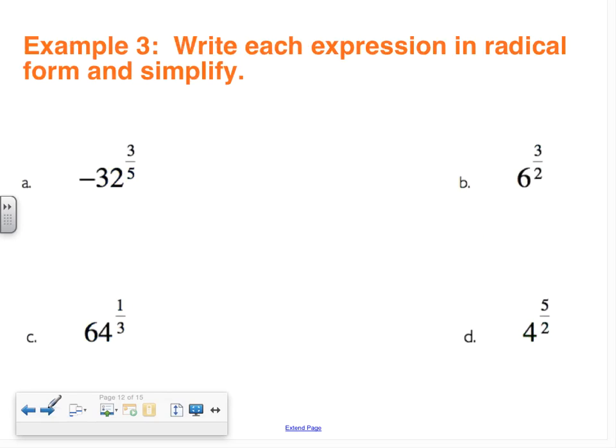So let's do an example. I really encourage you to pause and try to do A. When you're done, just hit play.